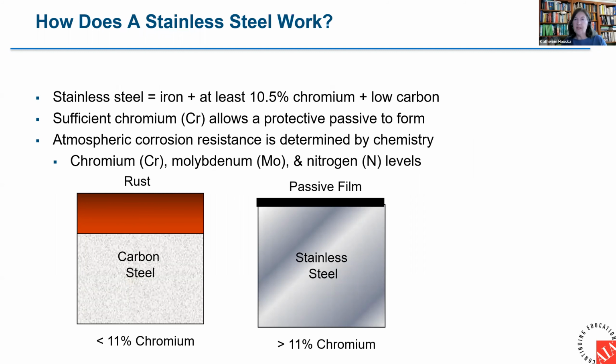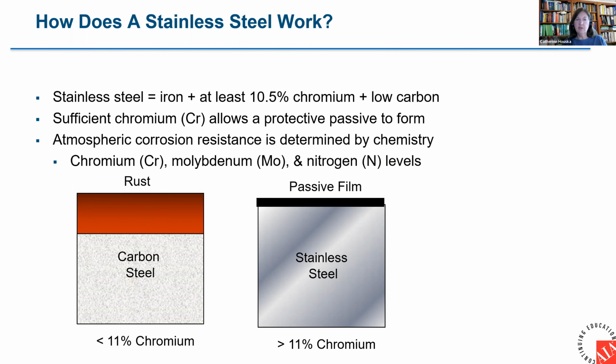First of all, I sometimes encounter the misconception that stainless steel is not iron-based. It is. It contains iron and at least 10.5% chromium and is low carbon. That's the ASTM definition for stainless steel. That chromium allows it to form a protective passive film. The chromium, molybdenum, and nitrogen levels are what most affects corrosion performance.